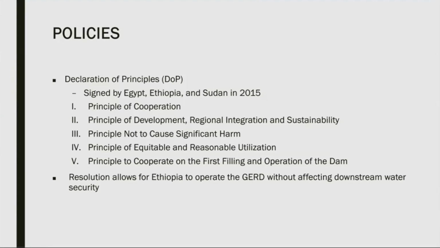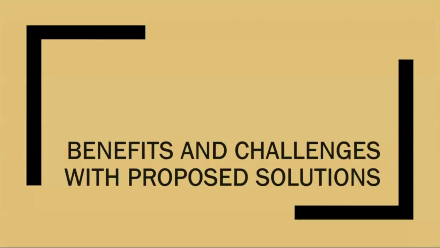So these declaration of principles were essentially an agreement between the three countries to work together and find common ground on a lot of their oppositions. And the resolution allowed for Ethiopia to operate the GERD without affecting the downstream water security that Egypt and Sudan are facing. So let's talk about some of the benefits and challenges with the DOP, and some of the proposed solutions.